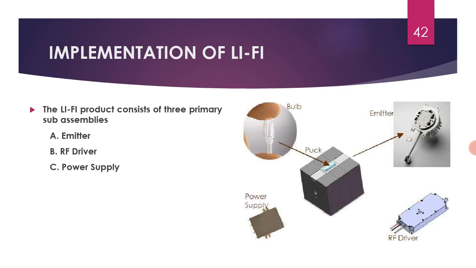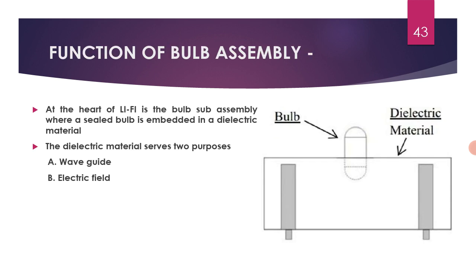While implementing Li-Fi technology, as I said before, the three important sub-assemblies are the emitter, the RF driver and the power supply. The emitter is used to transmit the signal, and the RF driver is used to convert the signals from one form to another. The power supply is also very important. If there is no power supply, the bulb will not turn on, and if it is not on, the data also can't be transmitted.